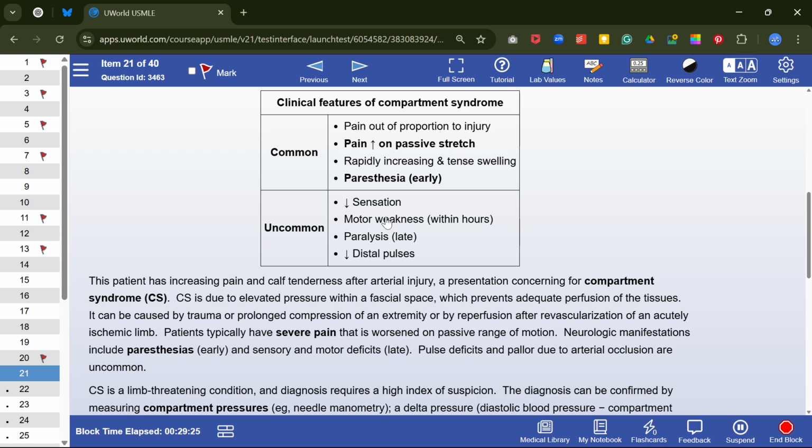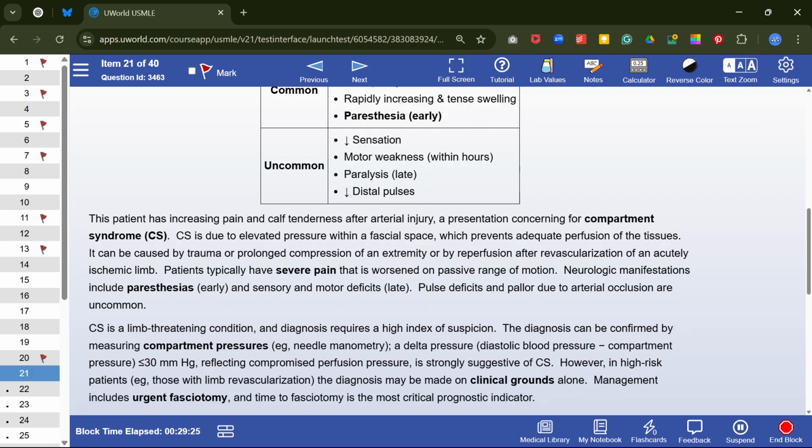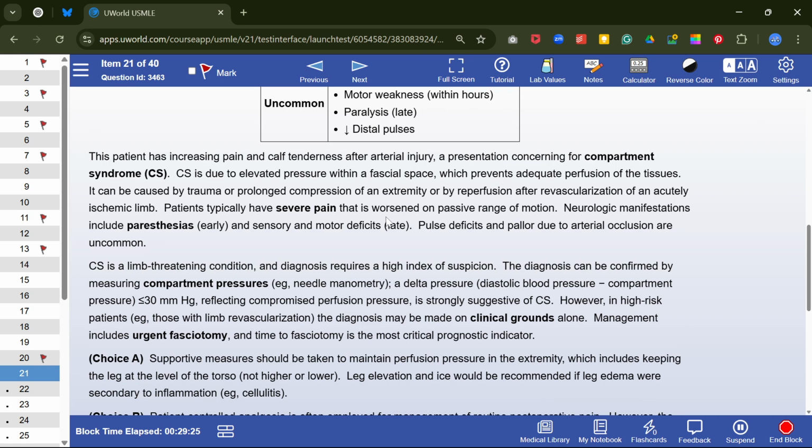Patients typically have severe pain that is worsened on passive range of motion. Neurologic manifestations include paresthesia and sensory or motor deficit. Pulse deficit and pallor due to arterial occlusion are uncommon. Compartment syndrome is a life-threatening condition, and diagnosis requires a high index of suspicion.